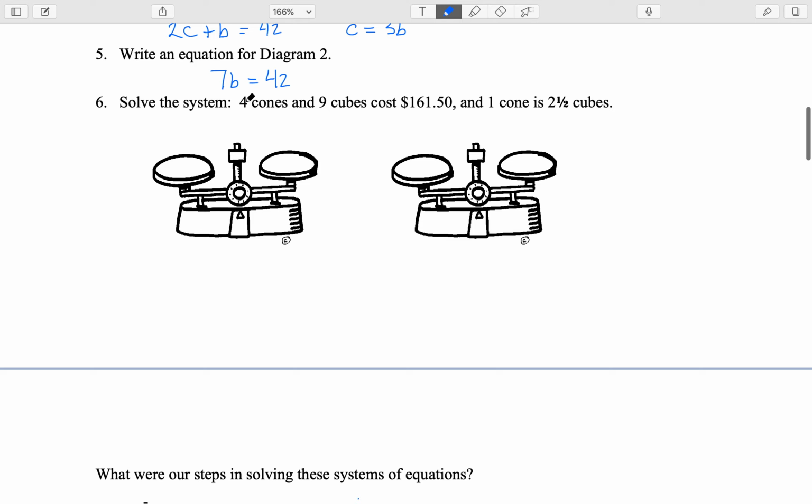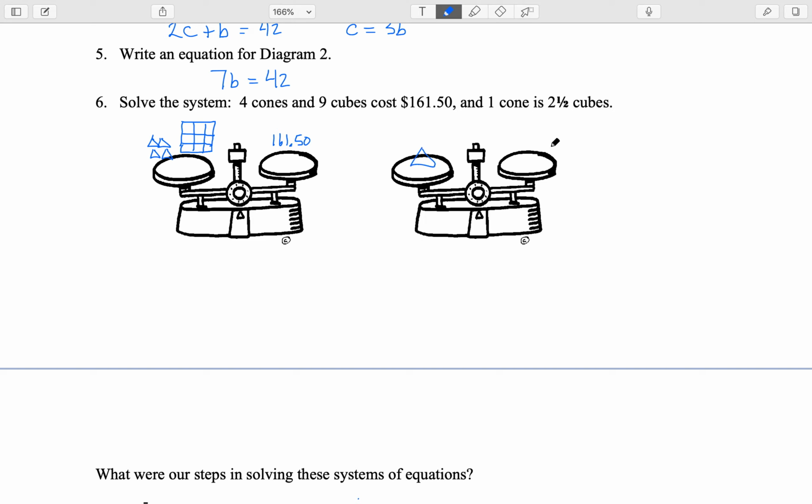Here's a different system. What if you had 4 cones? Cone, cone, cone, cone. These are terrible cones. And 9 cubes. I can't really do them as cubes, so I'll do them as squares. There we go. I'll be lazy. So 9 cubes, or blocks, if you will, and 4 cones. That makes 161.50. Whoa, it's a lot of money. And then it says 1 cone is equal to 2.5 cubes.